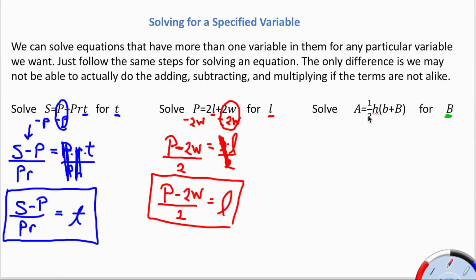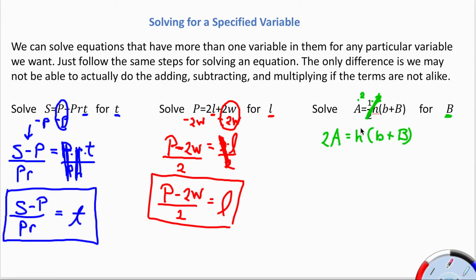Hey, this one has fractions. Remember, our first step is to get rid of fractions. So I'm going to multiply both sides by 2. Okay, there's only one term over here. Everything's hooked together by multiplication, so there's only one term, so that's going to cancel. And we're going to have 2a equals 1h times (b plus B).